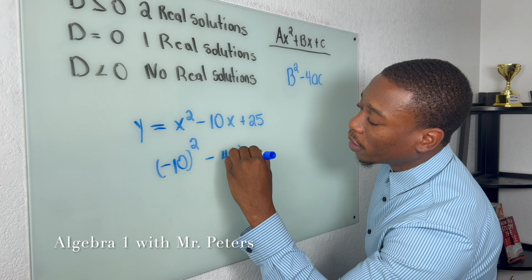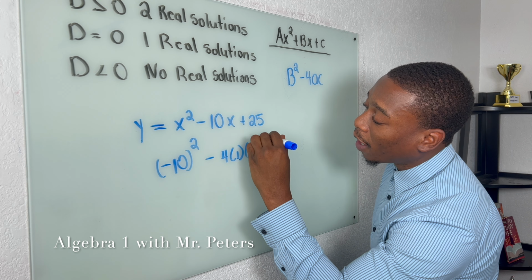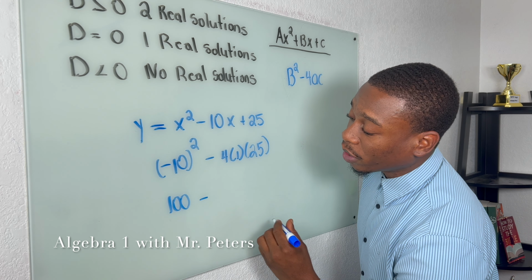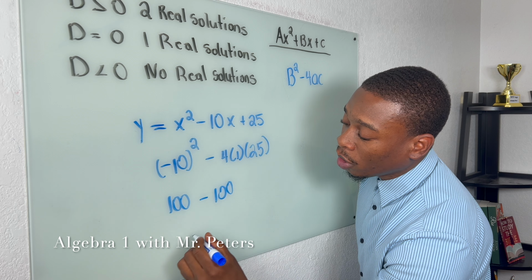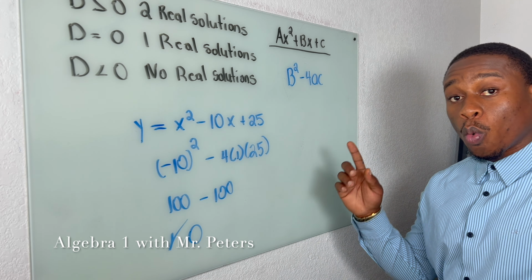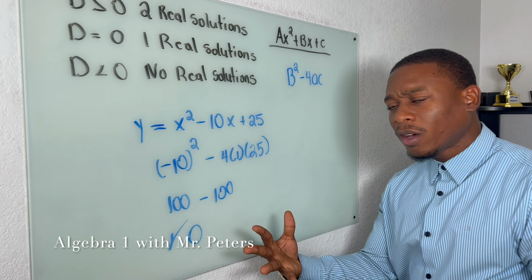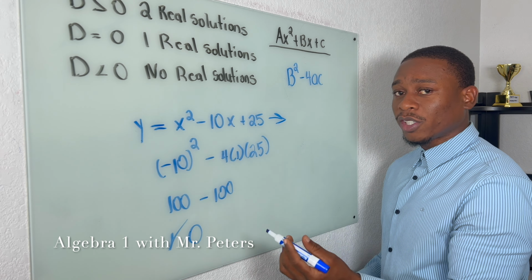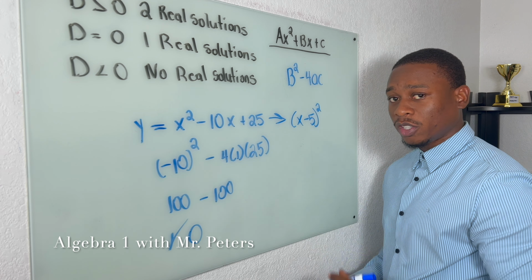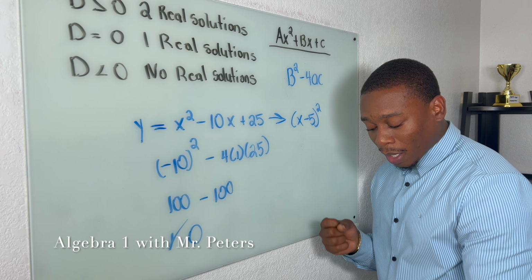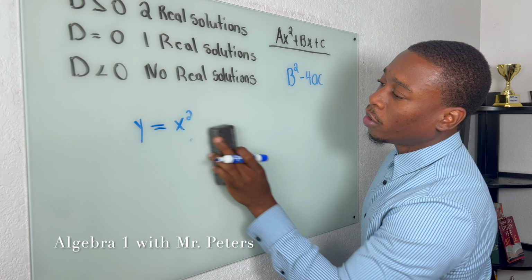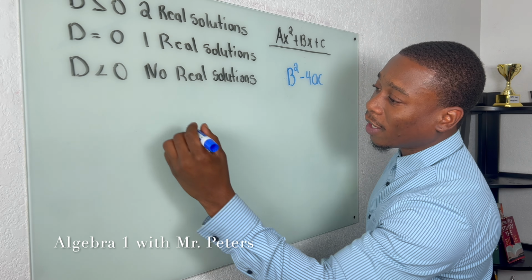So in problem number 1, when we set this up, we're going to have negative 10 squared minus 4 times 1 times 25. And when I simplify this, I'm going to get 100 minus 100, which gives me 0. So what this lets me know is that I have one real solution. And when you think about it, after we factor this trinomial, our answer would be x minus 5 squared. Just one answer.